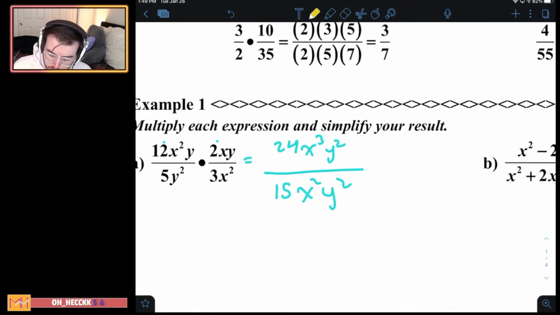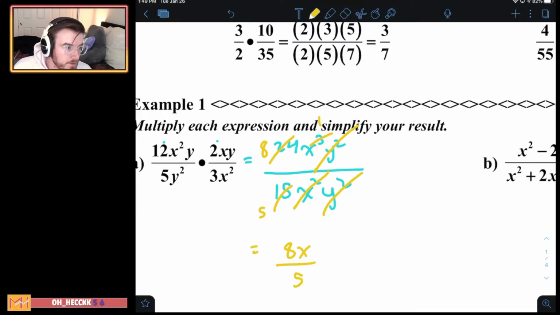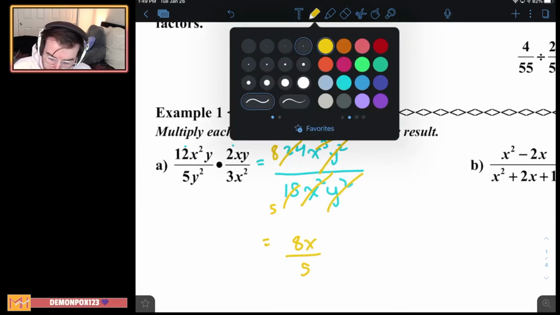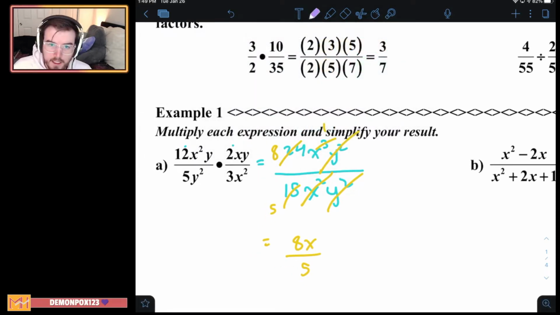I can see that there's two y's on top and bottom, so that cancels. I can see that there's three x's on top and two on bottom, so two of them will cancel and we'll be left with 1. And then 24 and 15 are both divisible by 3, so I'm left with 8 and 5. So in the end, I have 8x over 5. And that's it. If it's the same on top and bottom, it cancels, it cancels, it cancels.